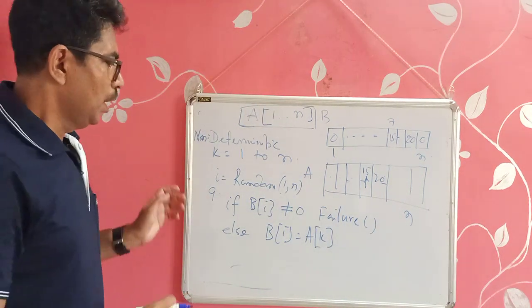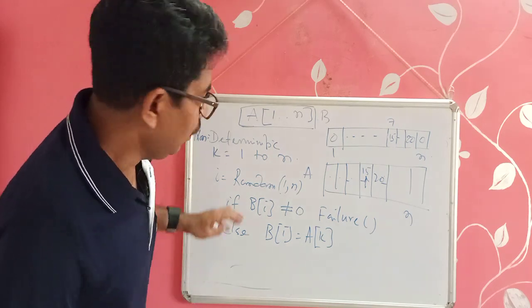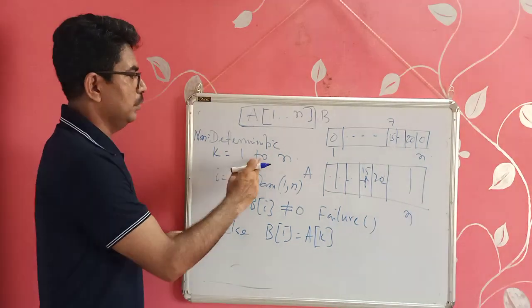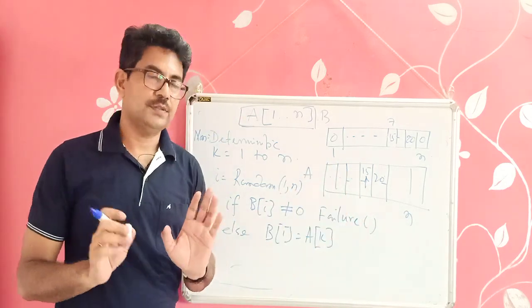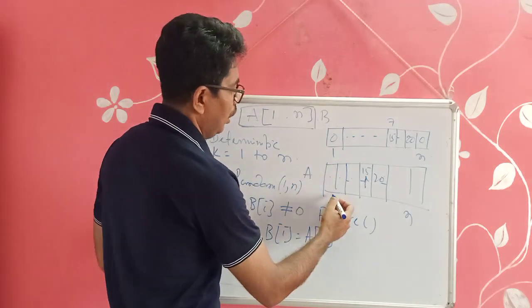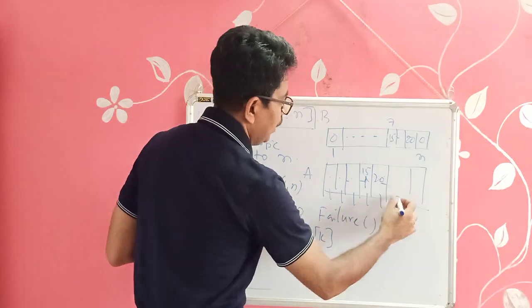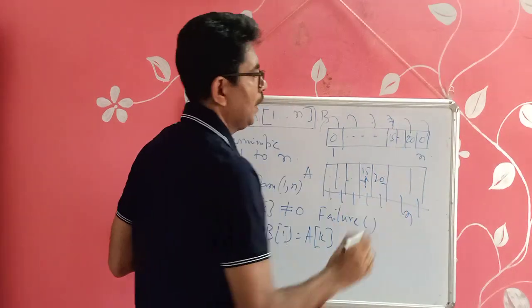In this way, let us say for all the values k equals 1 to n, we have not encountered any failure. Then what will be the situation? All the values of A are randomly placed in B.